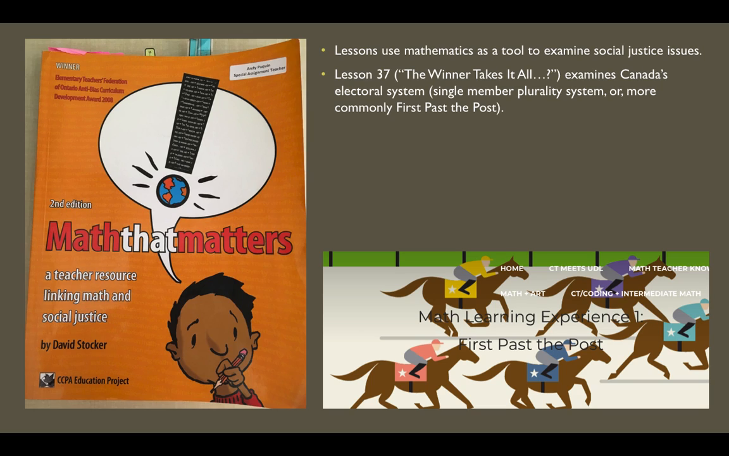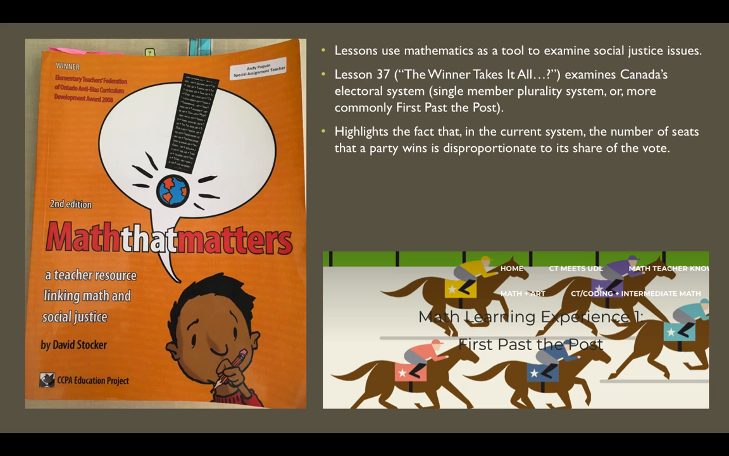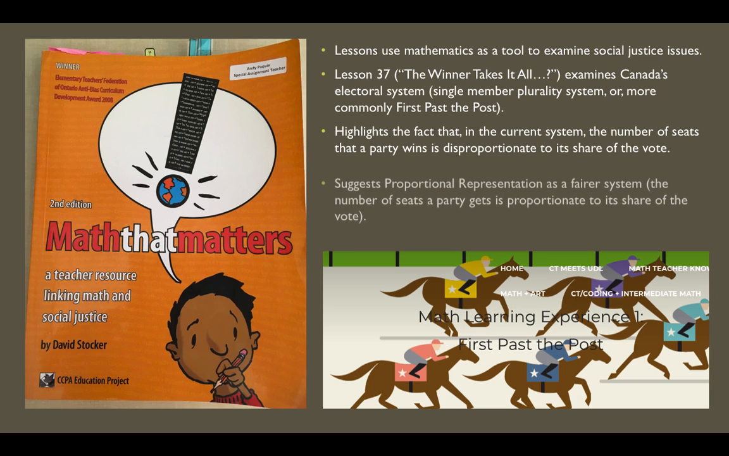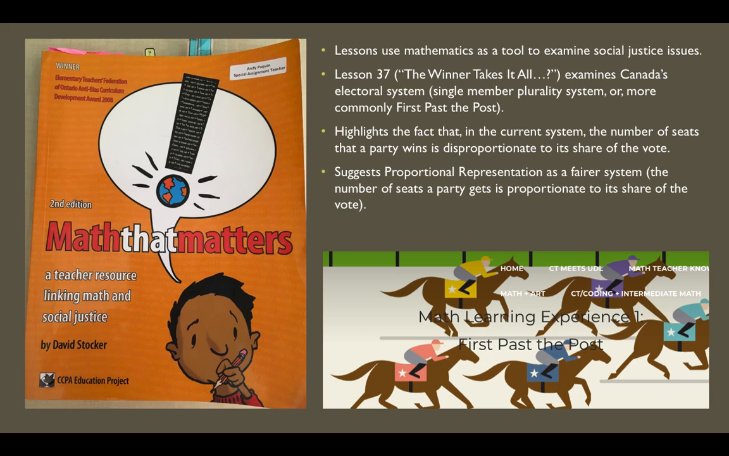So in this lesson, David Stocker highlights the fact that in our current system, the number of seats that a party wins is disproportionate to its share of the vote. And we're going to see some examples of that in just a minute. And he suggests proportional representation as a fairer system. So this is where the math comes in, the proportionality. The number of seats a party gets is proportionate to its share of the vote.